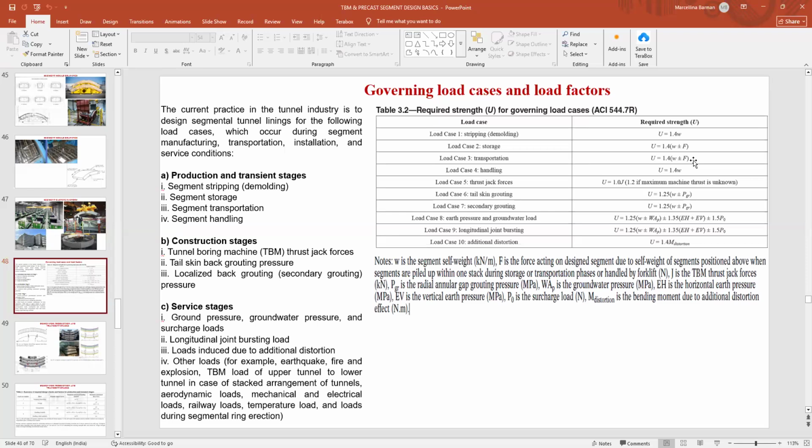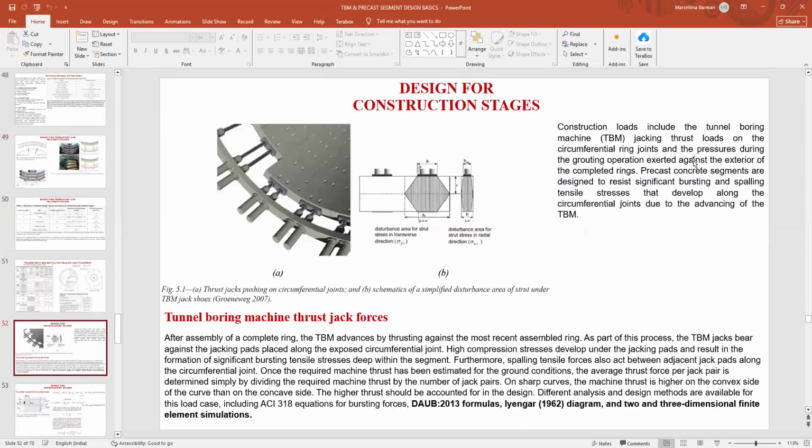And the surcharge load means that if there is any structure above my tunnel alignment, any type of building, any superstructure, any factory, whatever it is, it can also be a temporary surcharge load of a construction load. Then comes the longitudinal joint bursting load. This is very important. I'll just show you here.